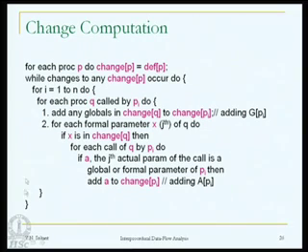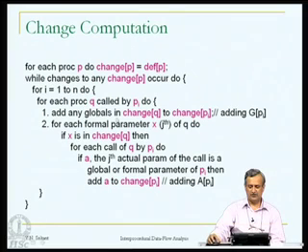Then we do a fixed point computation: while changes to any change P occur, do the following. For i equal to 1 to n, for each procedure Q called by P i. So, we are considering one procedure P i at a time. We look at all the procedures Q called by P i. So, now we add G of P i, that is, add any globals in change of Q to change of P i.